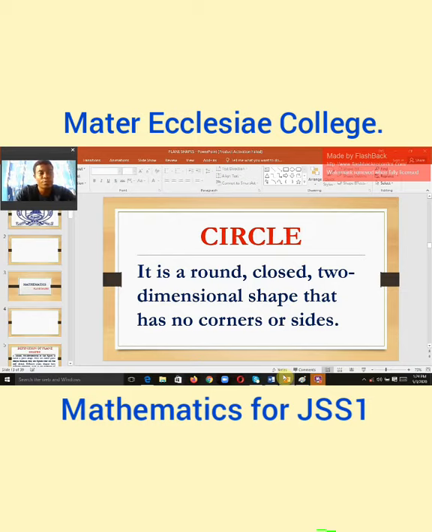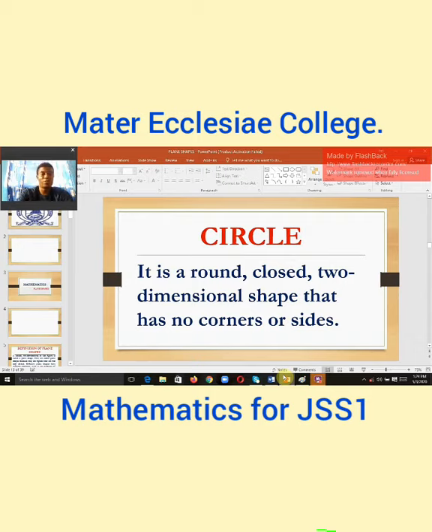So, what's a circle? A circle is a round, closed, two-dimensional shape that has no corners or sides. Very simple. A circle is a round shape, it's closed, and it's also a two-dimensional shape, so it's a plane shape.